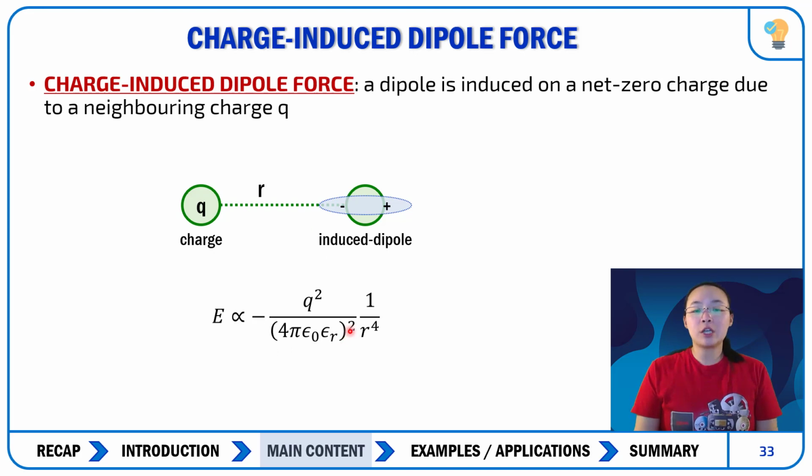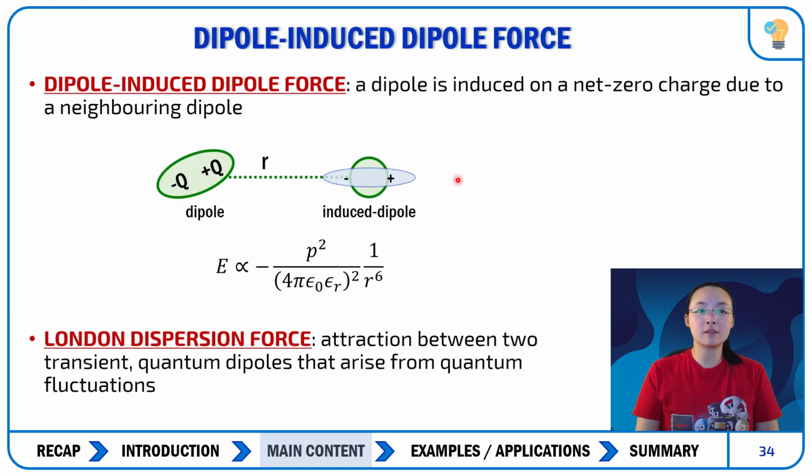So how else can we change this scenario? We can swap this charge with a dipole to get this. So we can have this. And then we have another equation for the potential energy that's experienced on either side.